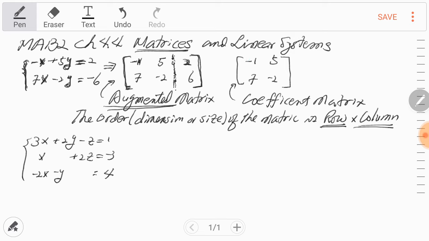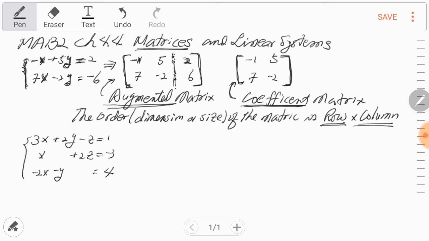And the second matrix is only the coefficients of x and y. The constant is not included in this. Then this is called the coefficient matrix. Coefficient, because we are writing only the coefficients.